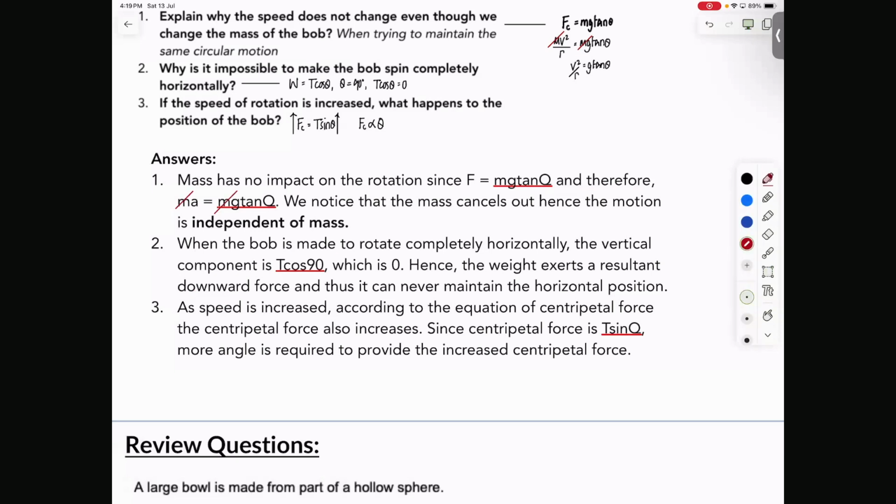Next, the bob is made to rotate completely horizontally. Vertical component is T cos theta, which is 0. Hence, the weight exerts a resultant downward force, thus it can never maintain a horizontal position. So it's not physically possible for something to be perfectly horizontal. Why? Because if it's perfectly horizontal, what's the vertical component of tension? 0. But what is still acting on it? Weight, right? So it'll have to go down.